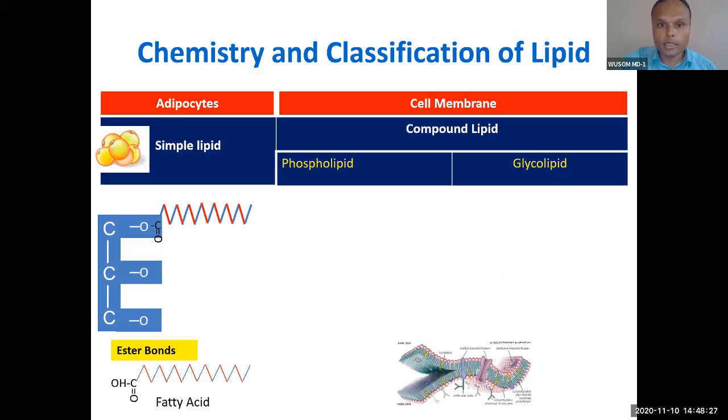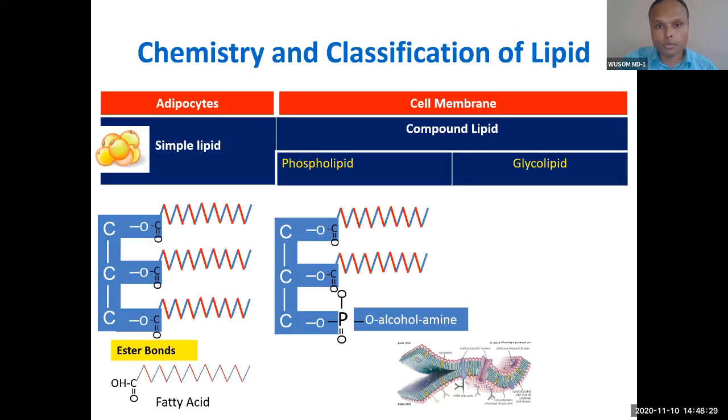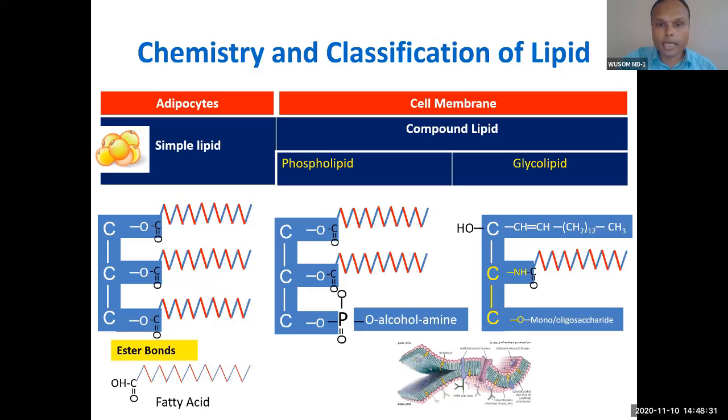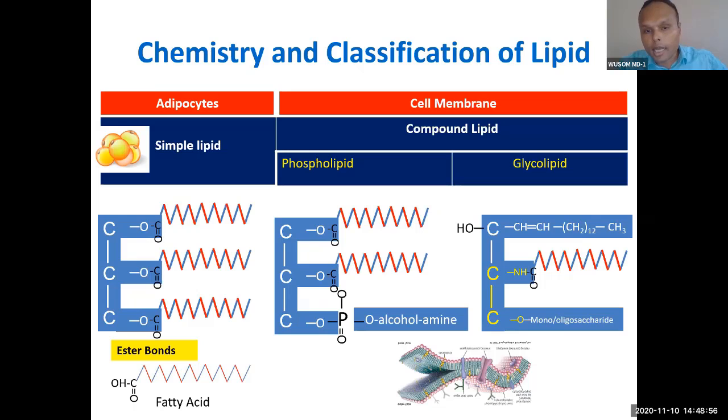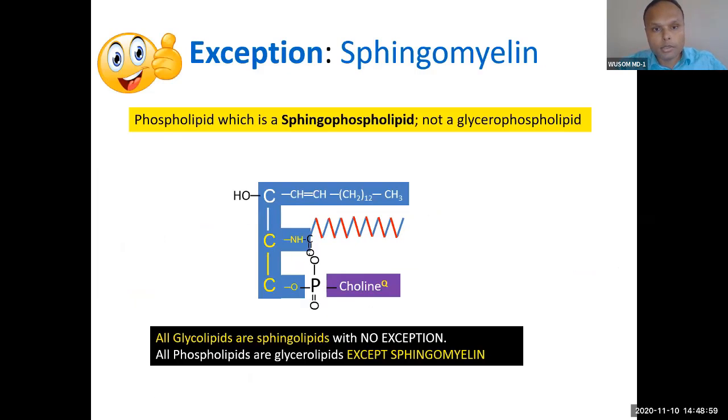Then we did the classification. Classification is mainly of two types, simple and compound. Compounds are two types of lipid. One is glycerophospholipid having glycerol backbone. Second is the sphingosine backbone containing lipid. So you don't find simple glycerolipid. Glycerolipid will always be compound, and it is glycolipid. There is only one exception for the glycerolipid, which is phospholipid. All others are glycolipid. So this is the exception.